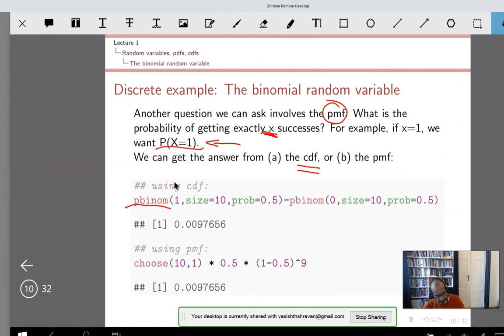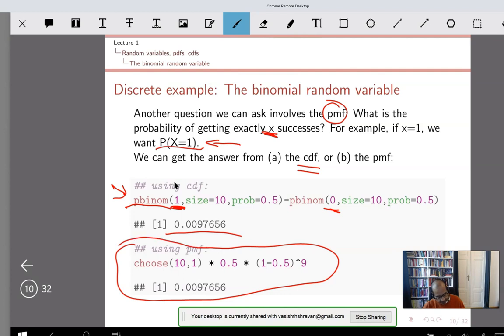If I want to know the probability of observing exactly 1 head, I can use this command that I've shown you here to compute that probability. And just to make sure that this number is correct, I have also done this calculation by hand using R, and you can see that the two numbers match up. So what I'm showing you here is that the cumulative distribution function and the probability mass function are two sides of the same coin. You can use one or the other to answer both questions.